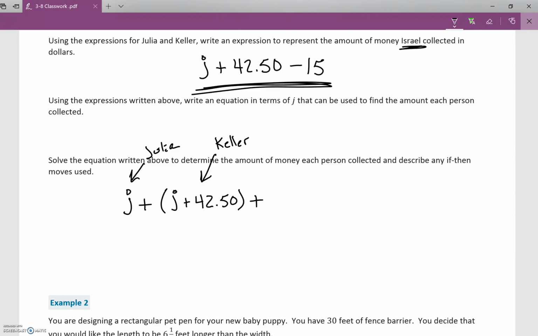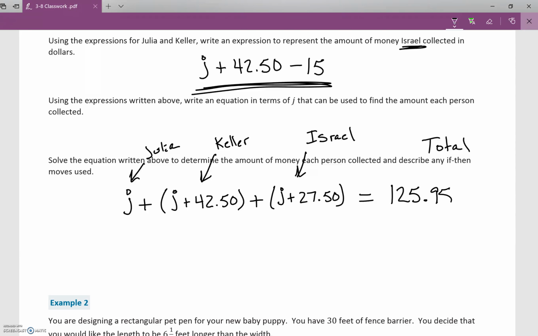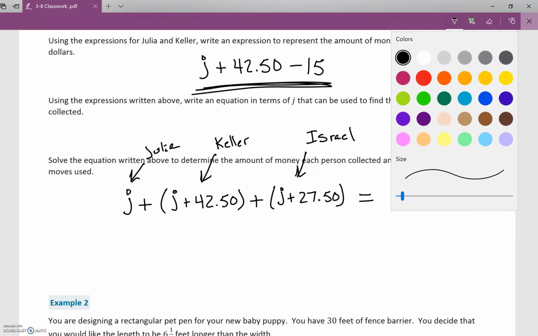What we're doing now is we're taking that picture and we're writing it algebraically. So J is Julia, J plus 42.50 is Keller, and J plus 27.50 is Israel. We know that all together, those are going to equal the total of 125.95. So as you can see, that was quite a bit quicker than drawing a tape diagram. Now we're going to combine like terms, and we're going to solve the equation.